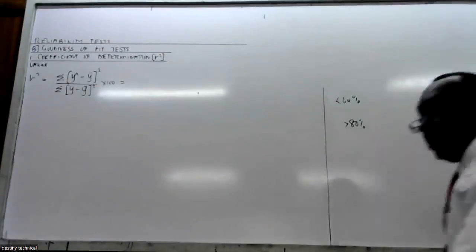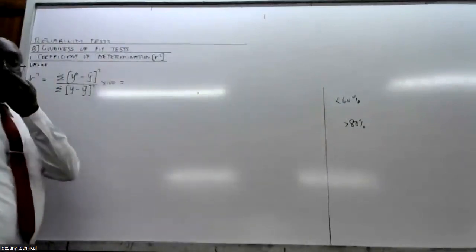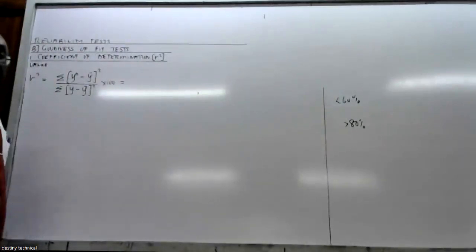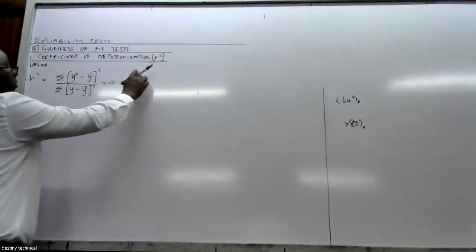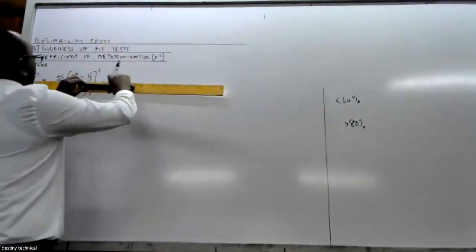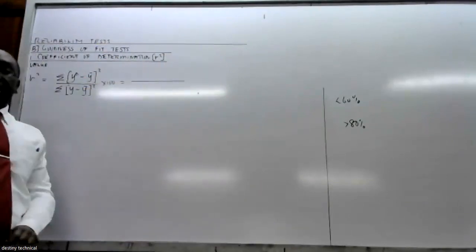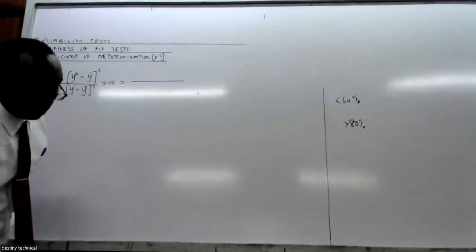So I want you to give me this figure. Go to the column that we had, y predicted minus y bar. You give me the total of that column. What? Y predicted, yn minus y bar squared. The total of that figure, the total of that column.